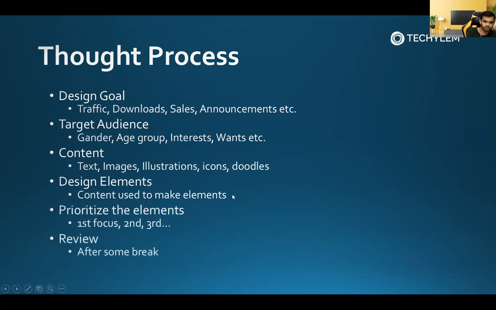Then we have to prioritize again. In the chapter on focal point, we discussed that the first thing that we want our viewer to see, which we think is going to grab the attention to this graphic, should be prominent. It should be the first priority. Then we can define the second priority, third priority, and so on. And mostly a social media graphic may have one, two, or maximum three things, not more than that.